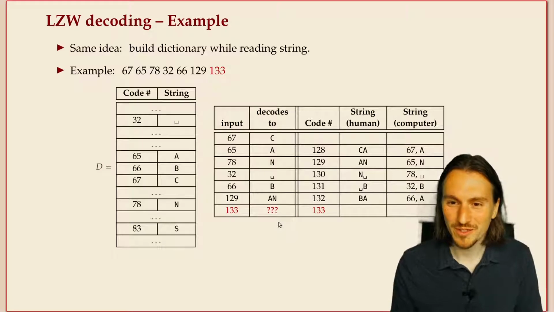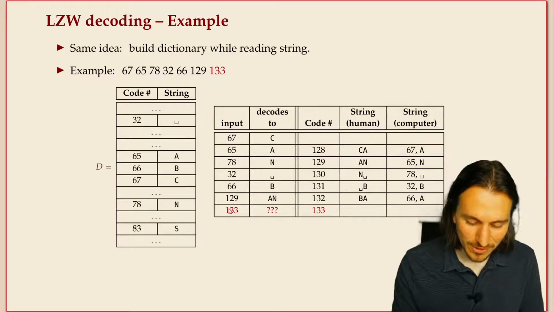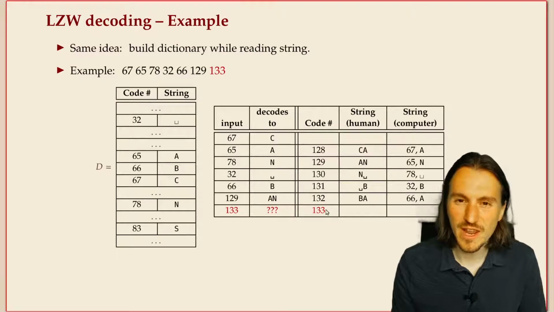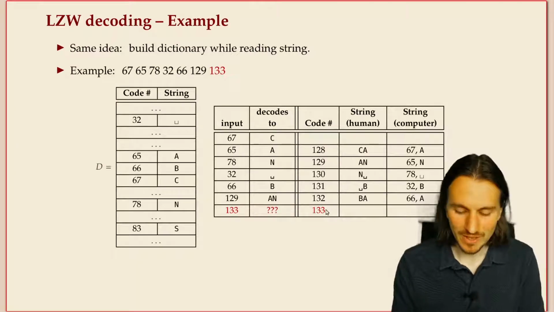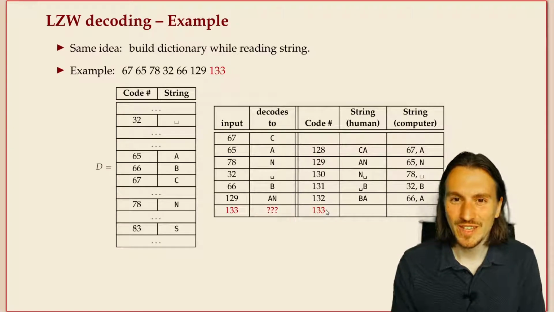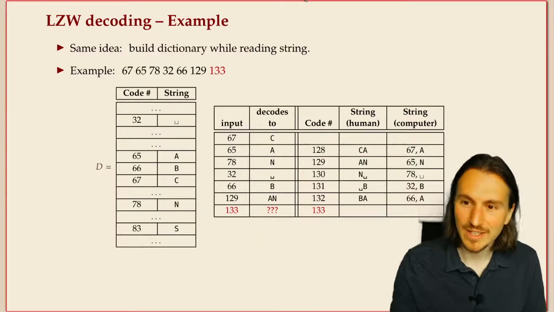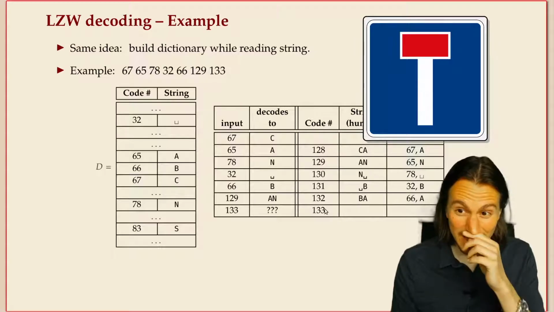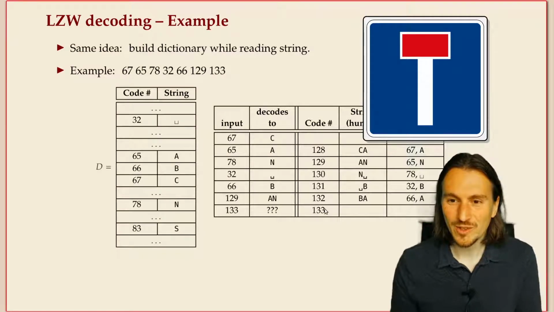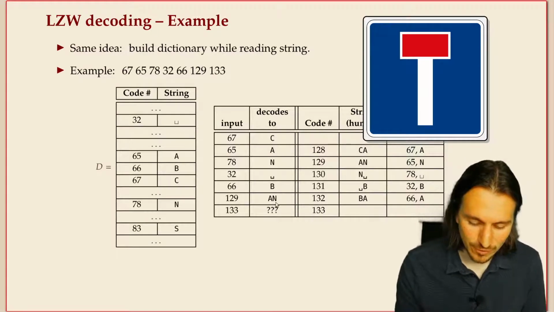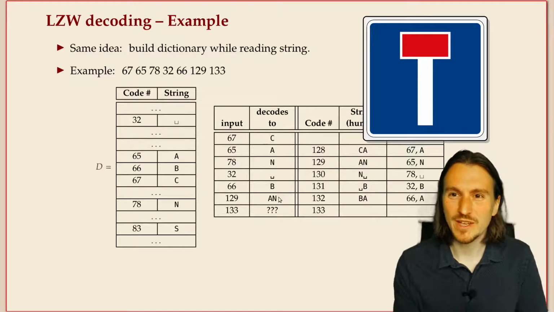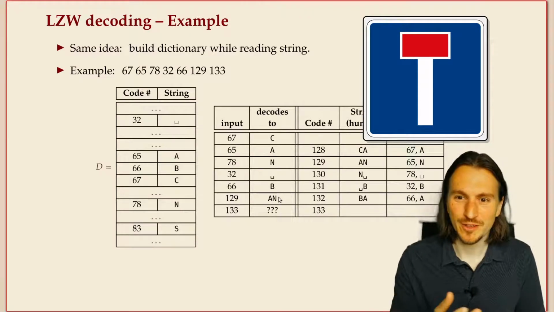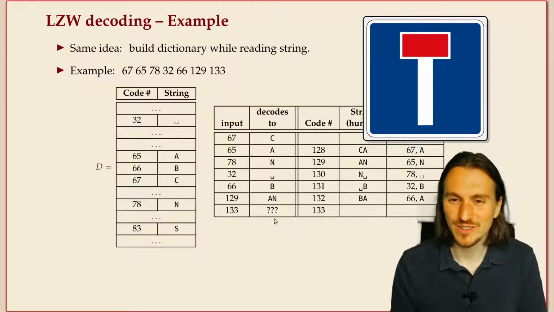we run into the situation that we're trying to use a code that is the next free one, and we don't know what it decodes to yet. So it seems like we're stuck in a dead end because we would need the information that the encoder put in after encoding this phrase, but we only get to that information after decoding this next phrase. So how can we get out of this problem?